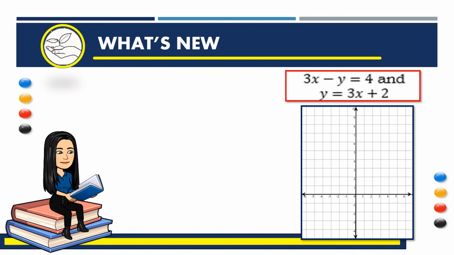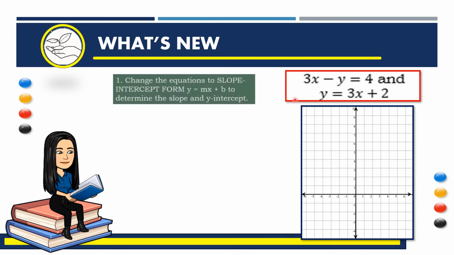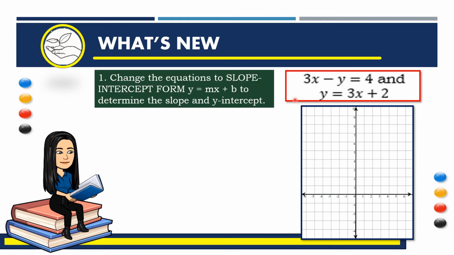Now, let's have the second system. 3x minus y is equal to 4 and y is equal to 3x plus 2. Just the same as before, we are going to change the equations to slope-intercept form y equals mx plus b to determine the slope and y-intercept. So based on the equation, which of these two are we going to change into y equals mx plus b? Is it the first or the second equation?